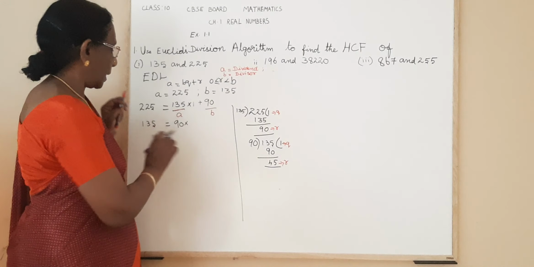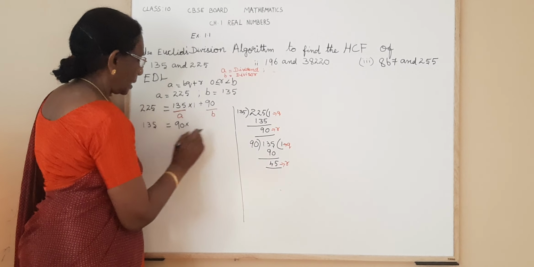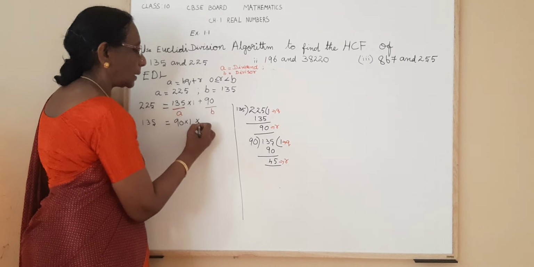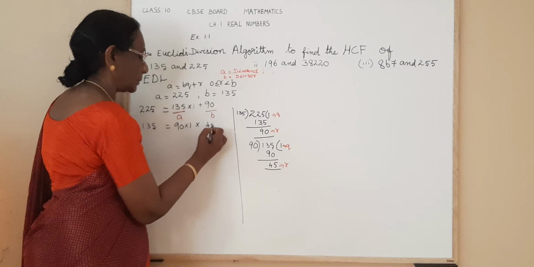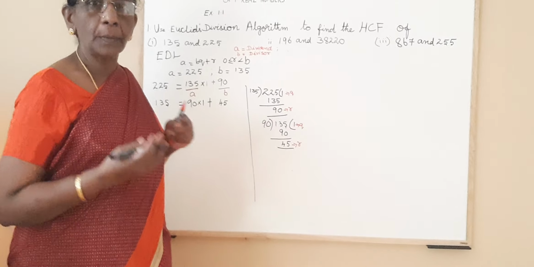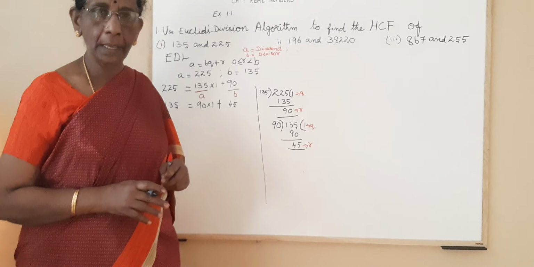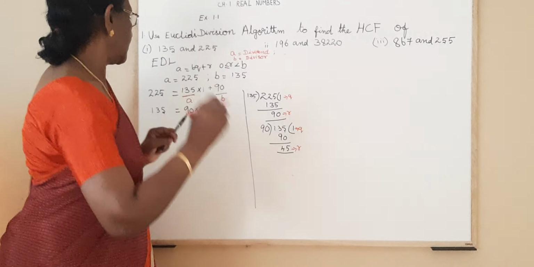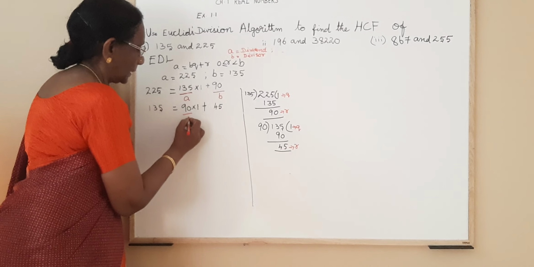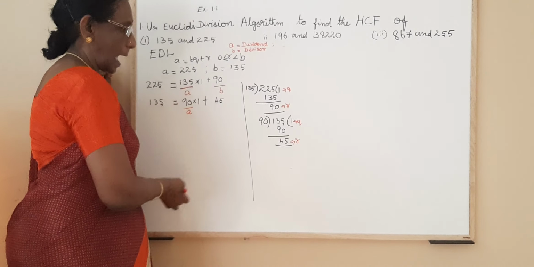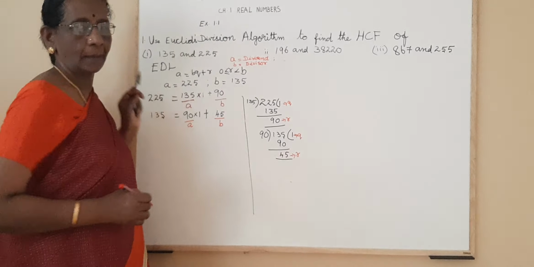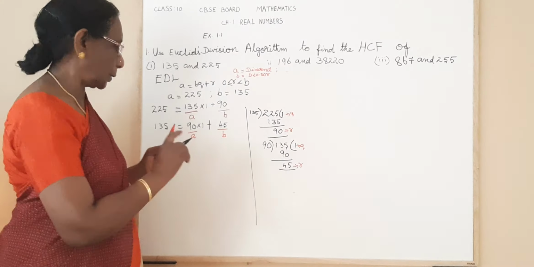So let us complete this. A = BQ + R. So 90 into Q: the quotient is 1 and the remainder is 45. Have you understood? To the next step. Now select what will be A and what will be B. This 90, the previous divisor B, will be A, and this remainder will be B. Have you understood now?